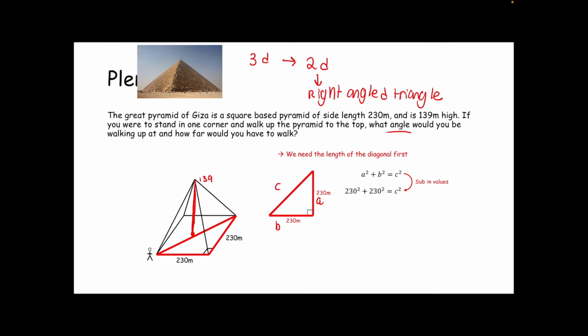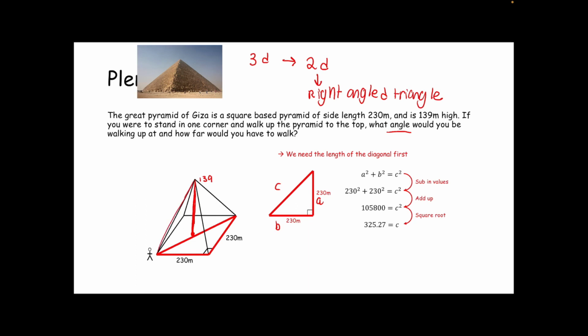Substituting our values into our equation gives us 230 squared plus 230 squared equals C squared. Adding up these values gives us 105,800 equals C squared. Square rooting our value and we get C as 325.27. This is the diagonal length.